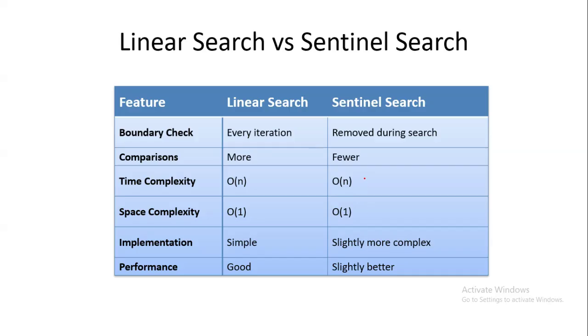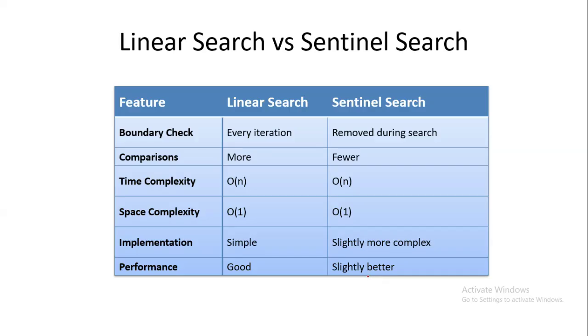Now, coming to the time and space complexity, the time and space complexity of the Sentinel search remains the same as that of the linear search. Then the implementation of linear search is simple, whereas the implementation of Sentinel search is slightly more complex. The performance of linear search is good, whereas the performance of Sentinel search is slightly better as the number of comparisons is reduced.